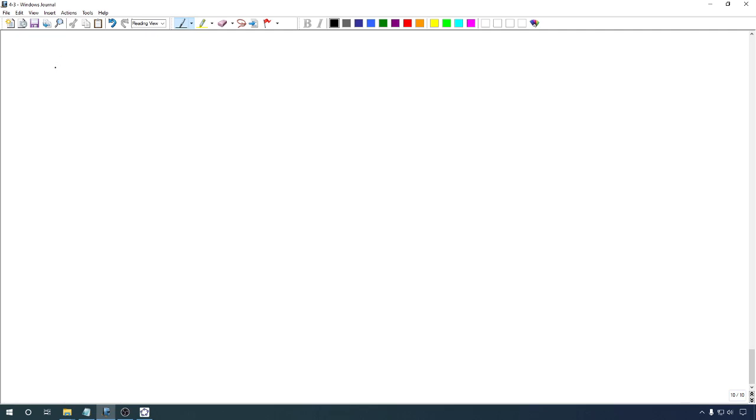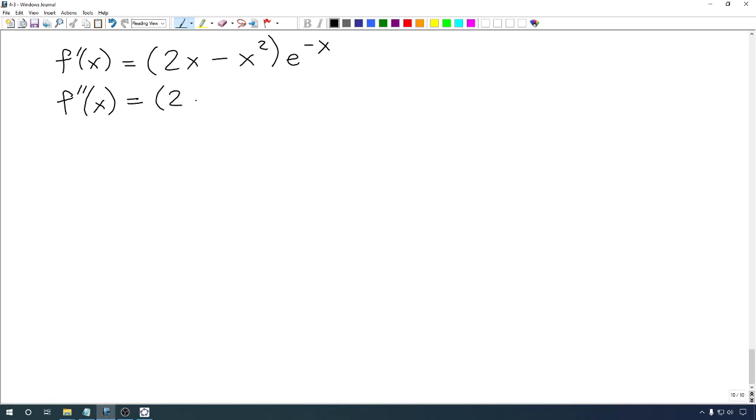And now we go ahead and take our second derivative. So starting with our formula for the first derivative, we differentiate it again. We still have to use the product rule here. We have the derivative of the first part, this polynomial here, is a 2 minus 2x. That'll be multiplied by e to the minus x. Now we're going to basically take the same 2x minus x squared, but we'll multiply by the derivative of e to the minus x. Of course, that will give us a negative e to the negative x.